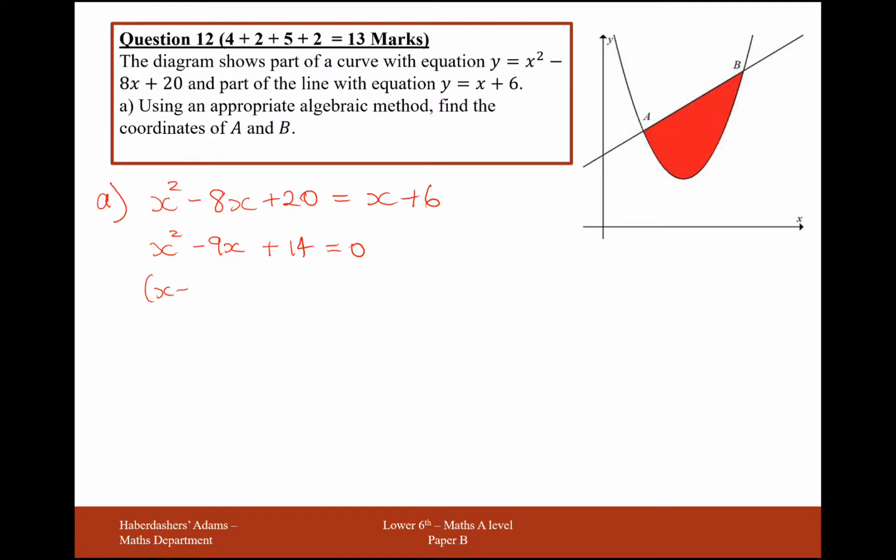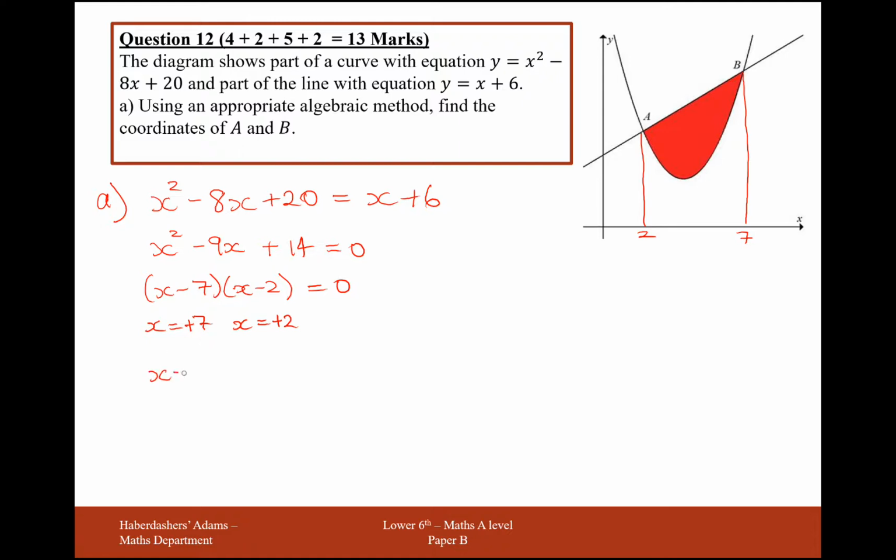Factorise it: x minus 7, x minus 2. Two positive solutions are going to come out of this: x equals 7 and x equals 2. That makes sense. So we have one coordinate here of 2 and one coordinate here of 7. But it does say the coordinates, so we do need to work them out.